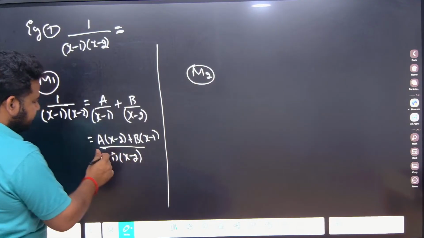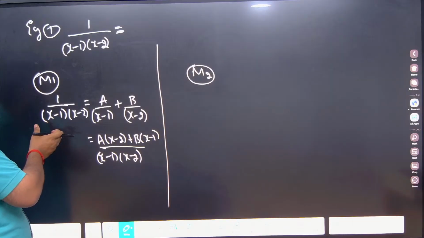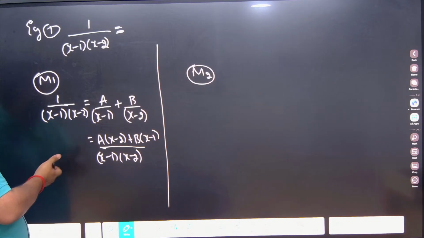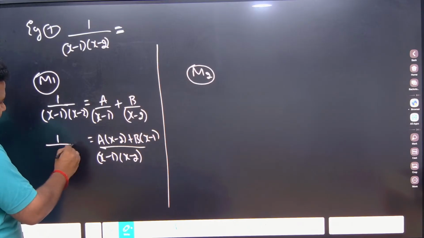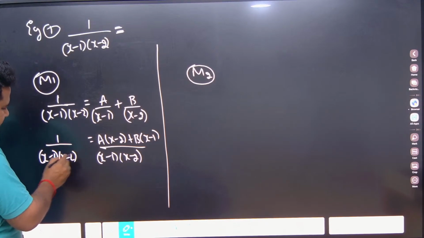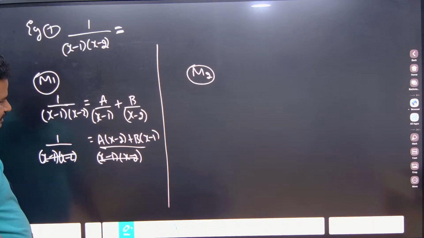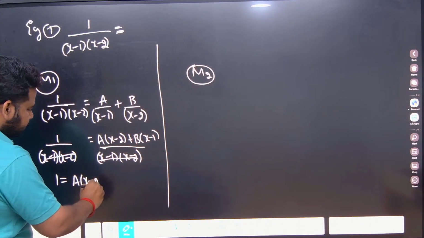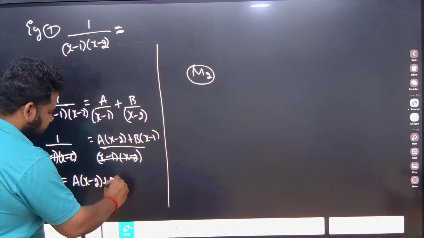Whenever the denominator is given, if it is in quadratic form, try to factorize it. If it is not in factorizable form, you will write ax plus b, something like that. So I have 1 by x minus 1 into x minus 2. I can cancel these, so I will have 1 is equal to a into x minus 2 plus b into x minus 1.